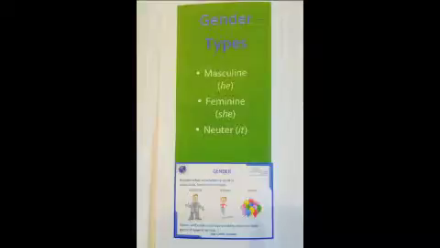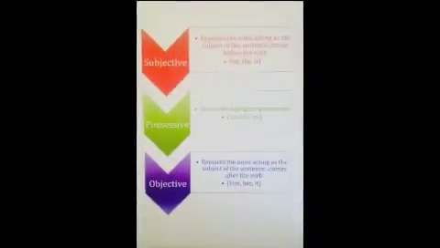There are also 3 different case labels used, which are known as subjective, possessive, and objective. The subjective case is the case of a noun phrase or a pronoun when it functions as the subject of the sentence. The examples dealing with gender are he, she, and it.